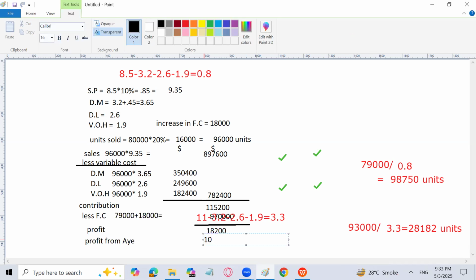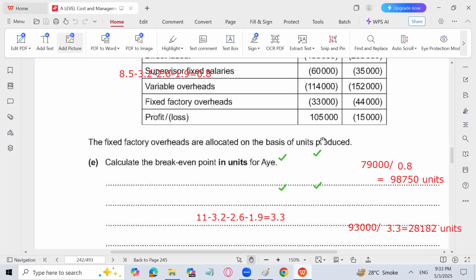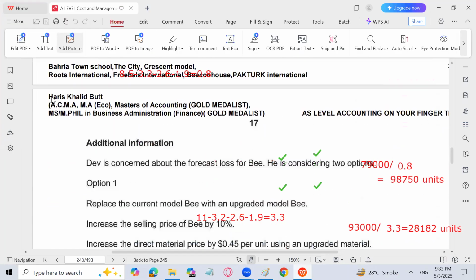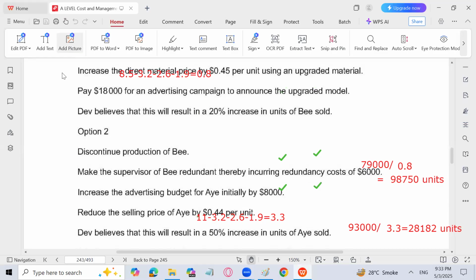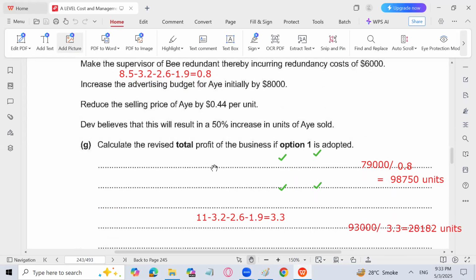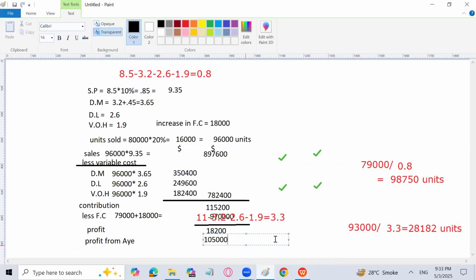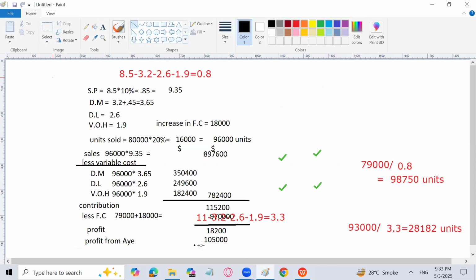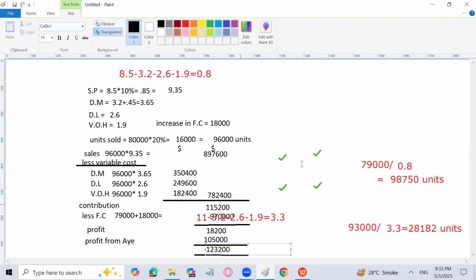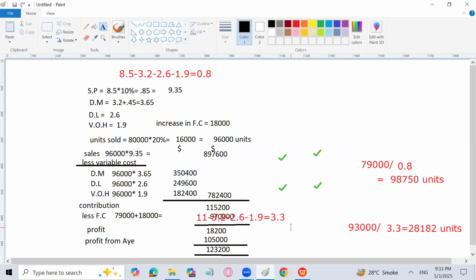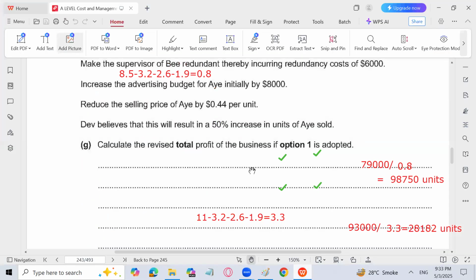We will add them up because the examiner has asked us to find the total profit, not just the profit we achieved through the production of the upgraded product B. Total profit of the business if option 1 is adopted. So let's add them up. What is going to be the total profit if option 1 is adopted? That is 18,200 plus 1,05,000, 123,200. So I'll write here 123,200. That is the profit for them. So we are done with that. Now the total profit is 123,200 if option 1 is adopted.